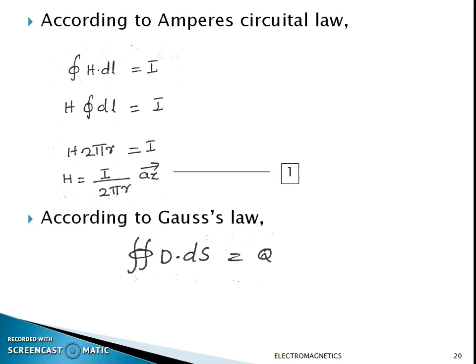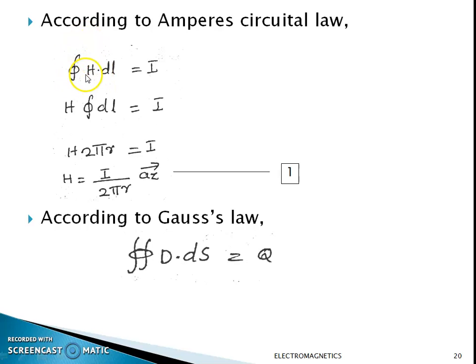Then we know that if any current flows through the inner conductor, there will be an electric field as well as a magnetic field. So we are going to apply Ampere's circuital law here. According to Ampere's circuital law, the magnetic field around a closed path is equal to the current enclosed by the closed path. That is Ampere's circuital law.